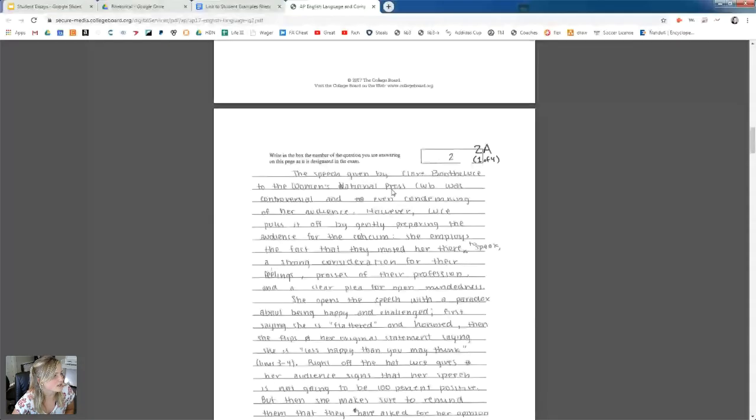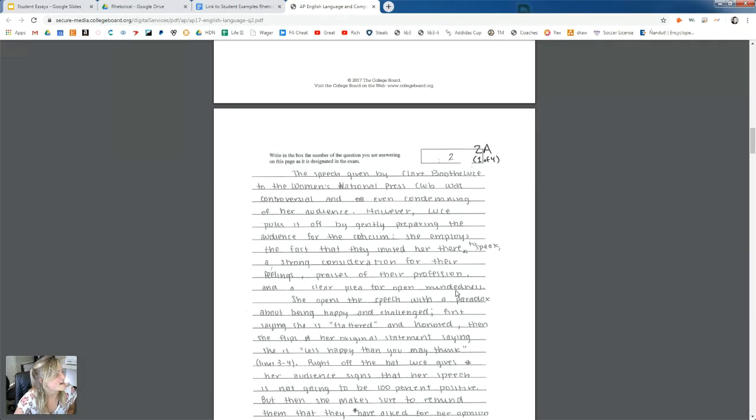The speech given by Claire Booth Luce to the Women's National Press Club was controversial and even condemning of her audience. However, Luce pulls it off by gently preparing the audience for the criticism she employs. The fact that they invited her there to speak, a strong consideration for their feelings, possession of their profession, and a clear plea for... If anybody knows what that word is.